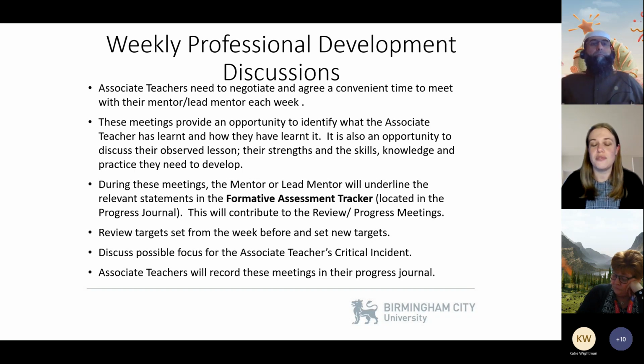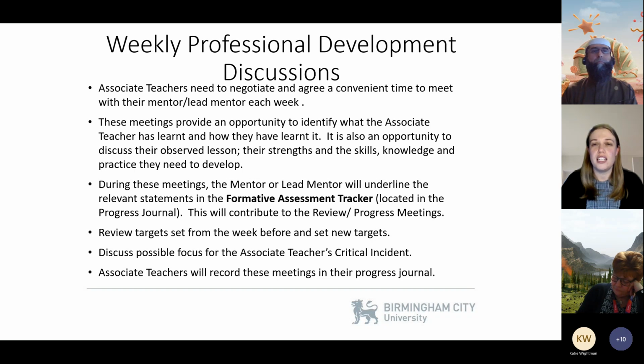It's whatever fits into your timetable, whether it's in PPA time, whether it's after school. There are no guidelines. We've said to associate teachers, you are very busy people, and it's negotiating what will work best for you. There is a pro forma in their progress journal that they will be bringing with them. So they will complete and keep a record of these discussions, these meetings in their progress journal. So it's an opportunity to talk about what they've learned during the week, think about their observed lesson, what was their feedback that they've been given.